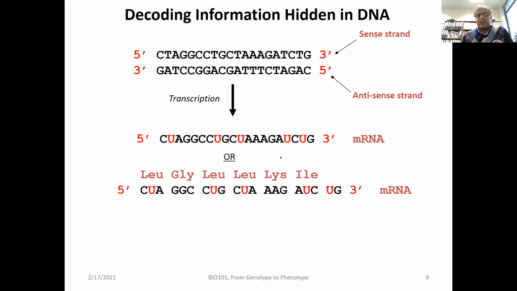Now, we'll talk about translation later on, but what is decoding of information? What is happening? What is the role of messenger RNA? So messenger RNA is the intermediate molecule between DNA and protein.